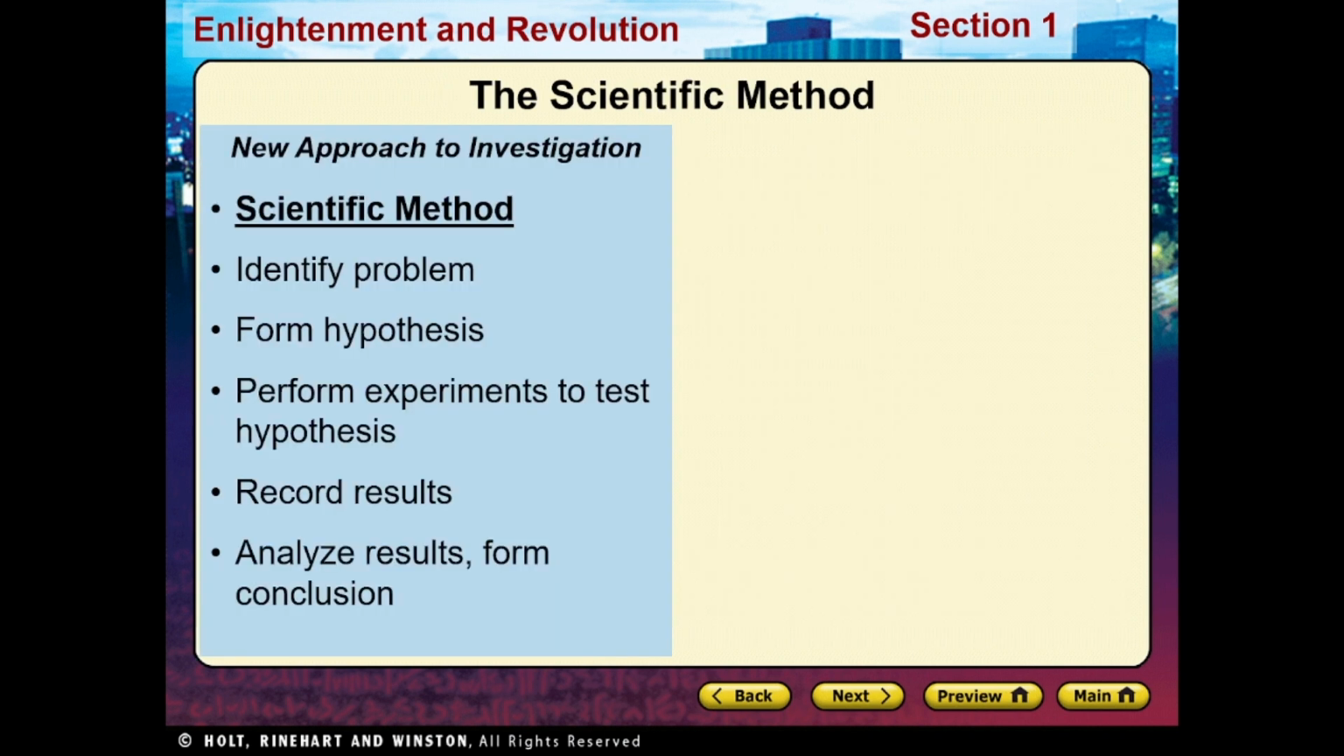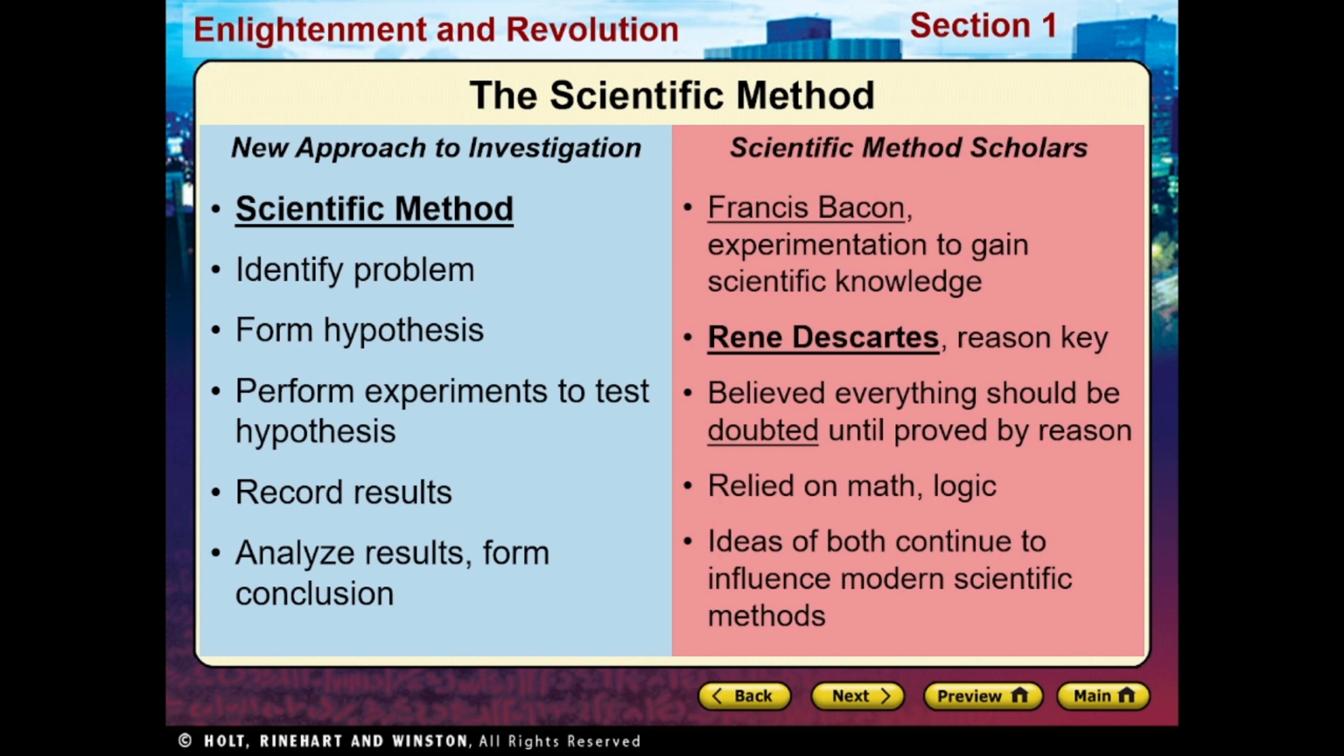So the scientific method. The scientific method is mostly known to identify the problem, form a hypothesis, perform an experiment to test the hypothesis, record results, analyze results, and form the conclusion. The scientific method scholars: these are the scholars who invented or identified the scientific revolution.